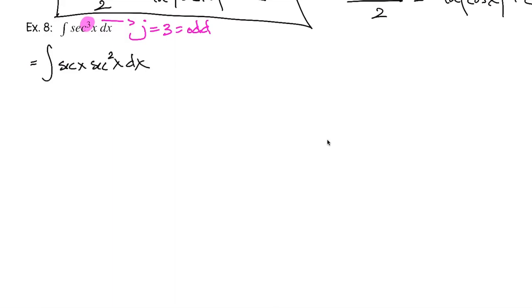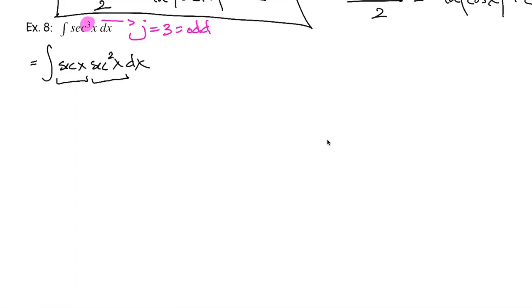So if I split it like this, I have 2 things to choose from as my u. I could choose secant x as my u, or I could choose secant squared x as my u. Which one of those is easier to take a derivative of? Secant. Yeah, the secant is easier to take the derivative of, okay? But the other question is which one is easier to take the integral of? And that would be the secant squared, okay?